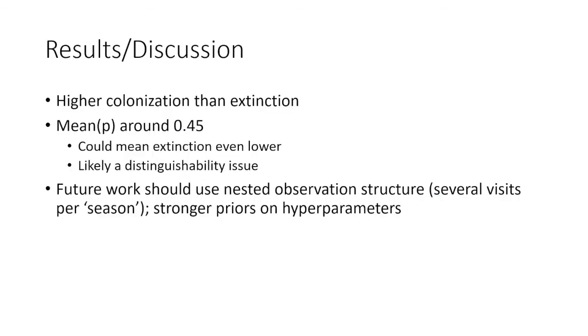So some preliminary results from our model. We found a significantly higher colonization rate than extinction on those posterior distributions. We also found a detection rate of around 0.45, which of course could mean that detection is just very difficult in any disease collecting effort, but it could also mean that the extinction rate is even lower than we observed due to this distinguishability issue between whether there was really an extinction there or whether we just failed to detect it.